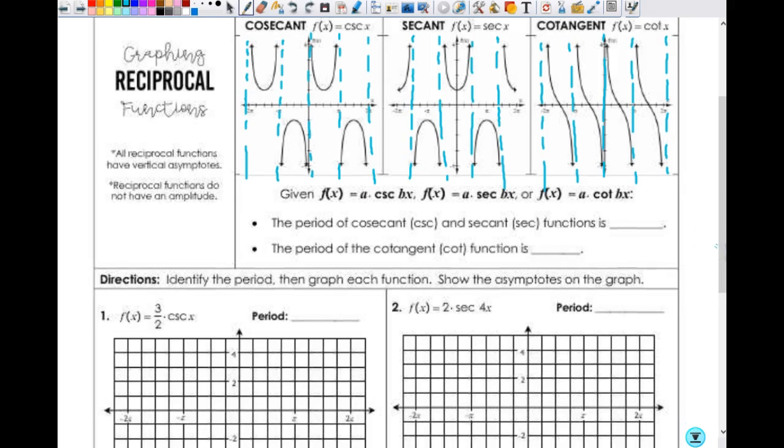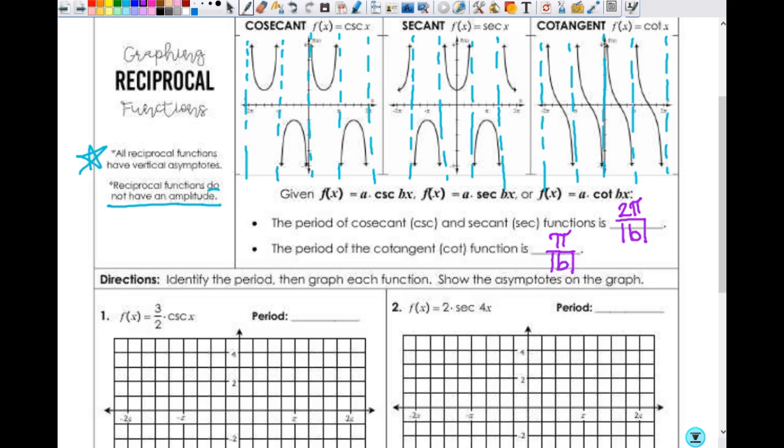It says all reciprocal functions have vertical asymptotes, and reciprocal functions do not have an amplitude, but they do have a vertical stretch or compression, which is important for us. Or, I mean, they may or may not, but still, if they don't, that one is important. Then it goes on to say, given f of x equals a times the cosecant of bx, and it lists them all out. So the period of cosecant and secant functions is what? 2 pi, and it's actually 2 pi divided by the absolute value of b. And for cotangent, it's pi divided by the absolute value of b.